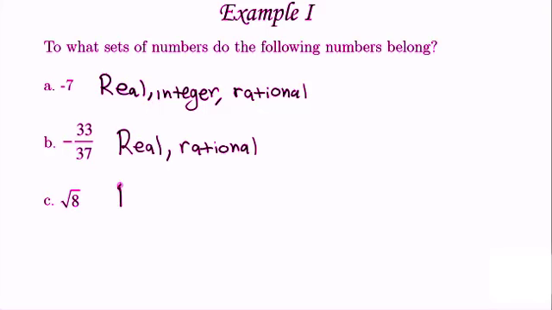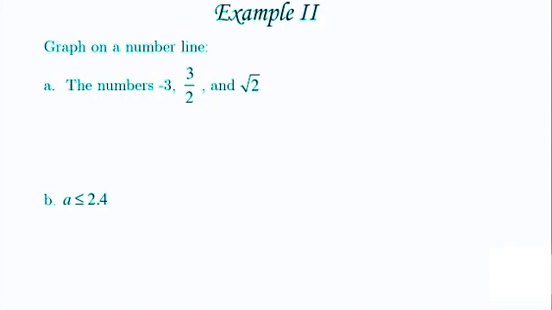Square root of 8. This is a real number. As I just mentioned, the square root of a number that is not a perfect square is irrational. Therefore, this is irrational. So we have 3 different situations here. The first number, -7, is a real number, it's a rational number, and it's an integer. -33 over 37 is a real number, and it's rational. The square root of 8 is also a real number, however, it is irrational.